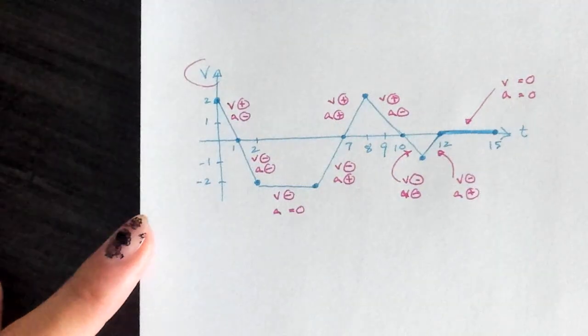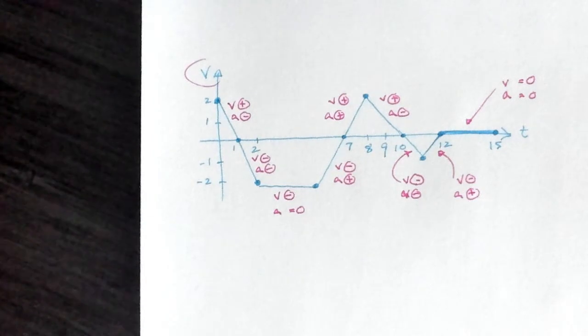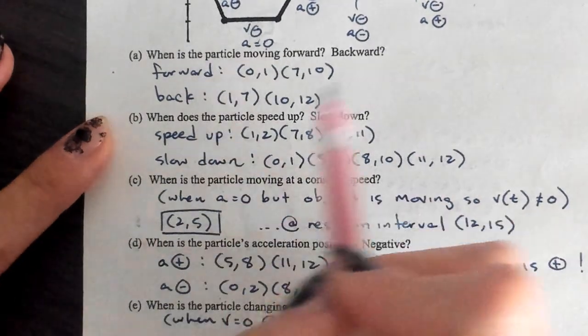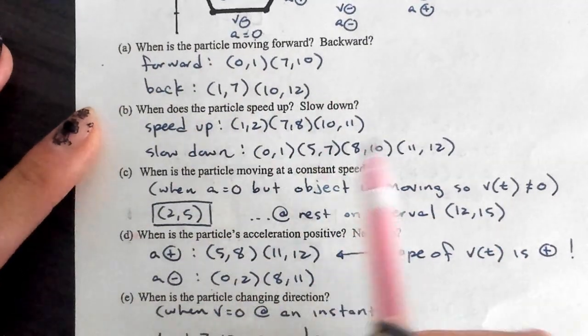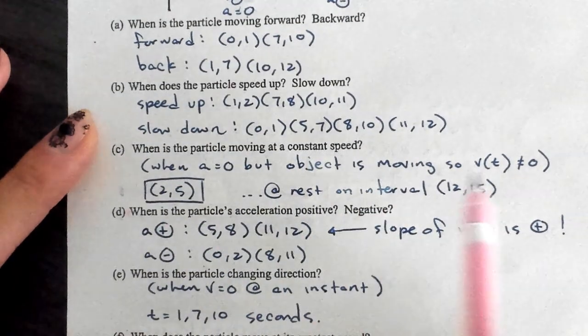Okay, so check those. Answer all those questions underneath. Answer them. Pause. Answer them. Do it. And then you can check your answers here. So, when are you going forward? When are you going backward? When are you speeding up? When are you slowing down? When is the particle moving at a constant speed?